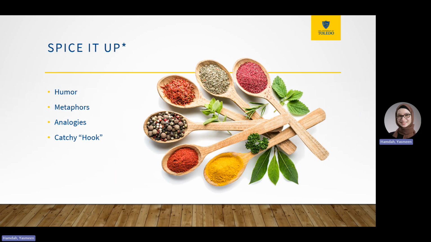And so when we talk about spicing it up, you want to talk about what angle you want to take at this. So can you put humor in this? Is it appropriate to use humor? For some, it could be appropriate. For some, not so much. Can you use a metaphor? Can you use an analogy? Can you use a catchy hook to draw folks in? How are you getting your audience's attention and how are you keeping them engaged? Because that's also an important part of this that judges will assess you on.